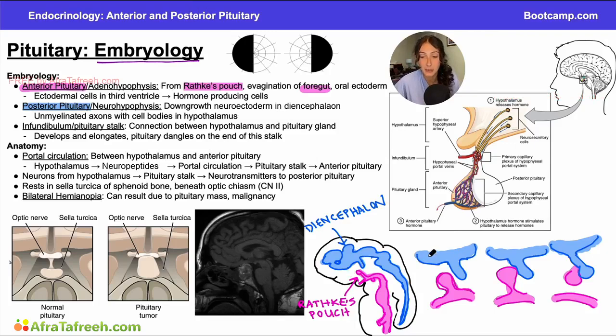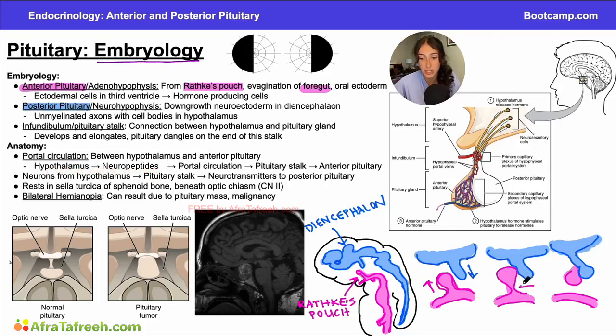And if you look at our diagram on the right, you can kind of see how our pituitary begins to form. We have this down pouching of our diencephalon that is creating our posterior pituitary, as our Rathke's pouch from our foregut is going to be growing up, and they kind of meet in the middle here.